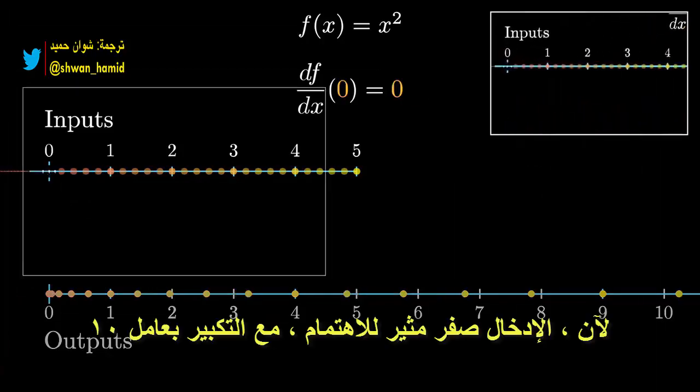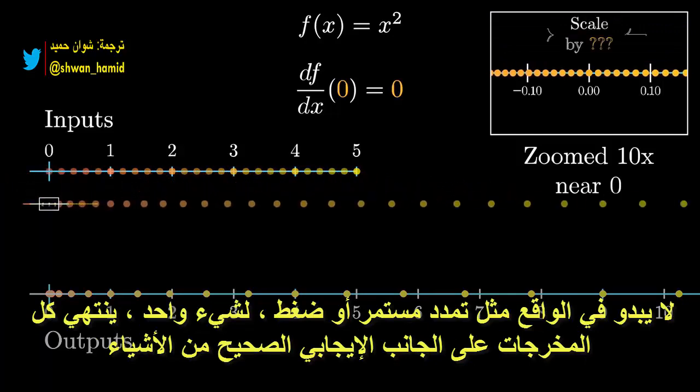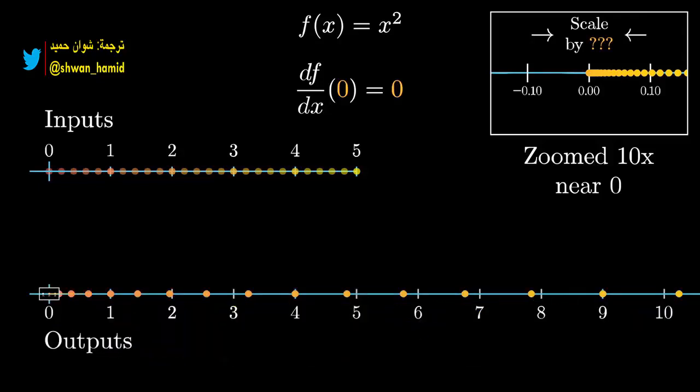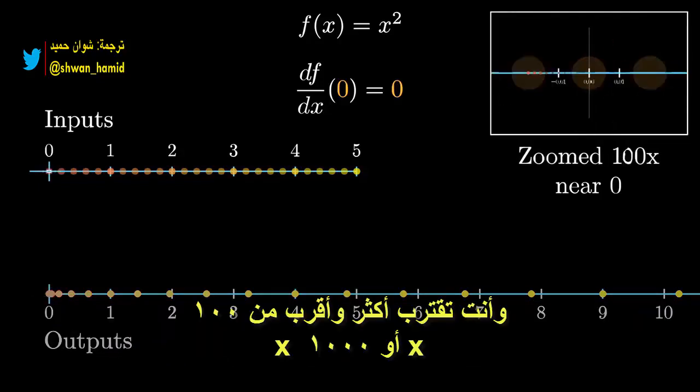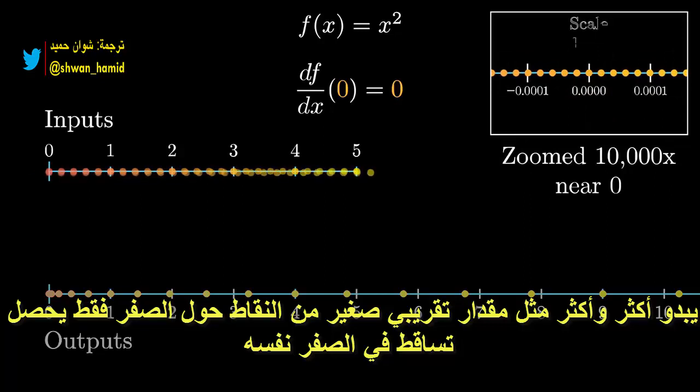Now the input 0 is interesting. Zooming in by a factor of 10, it doesn't really look like a constant stretching or squishing. For one thing, all of the outputs end up on the right positive side of things. And as you zoom in closer and closer by 100x or by 1000x, it looks more and more like a small neighborhood of points around 0 just gets collapsed into 0 itself.